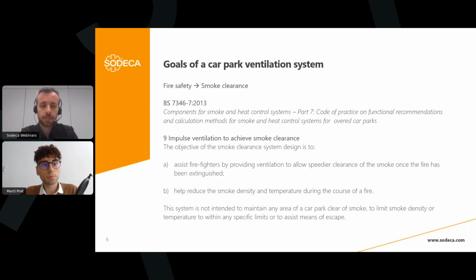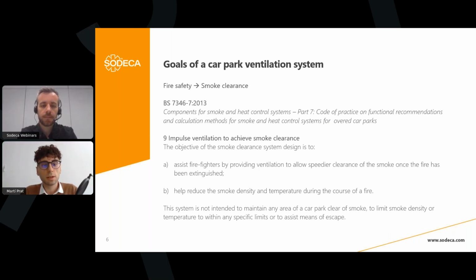For smoke clearance, we have the British Standard 7346-7 of 2013. In clause 9, we have impulse ventilation to achieve smoke clearance. This section presents two very important objectives. The aim of this system is, as I said, to assist firefighters by providing ventilation to allow a speedier clearance of the smoke once the fire has been extinguished.